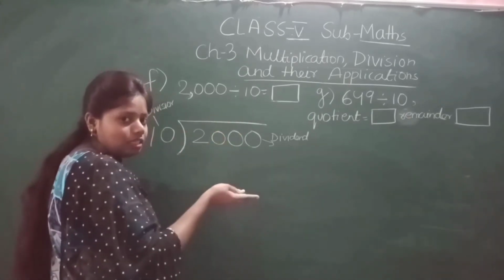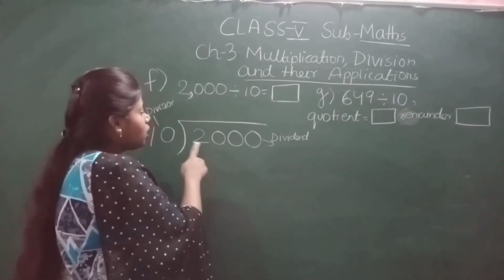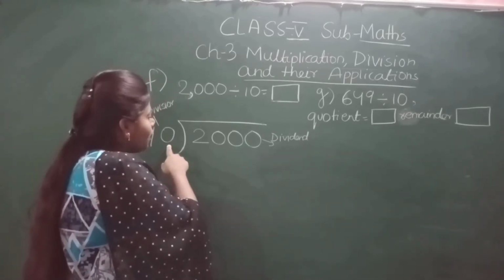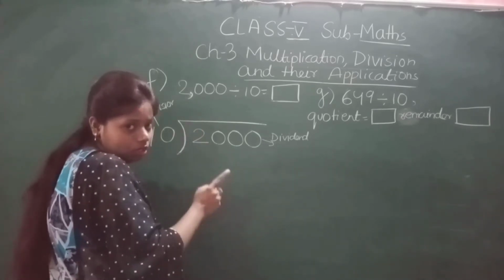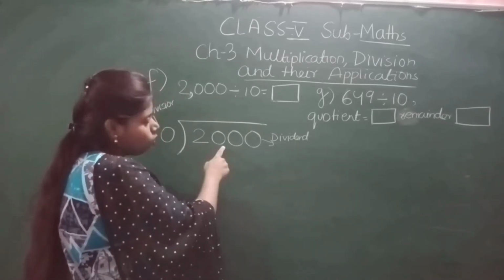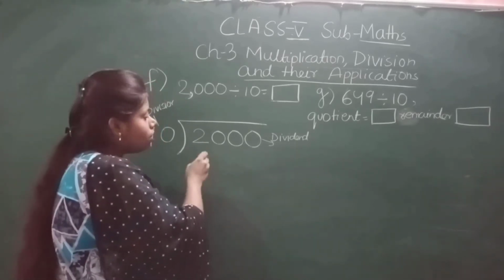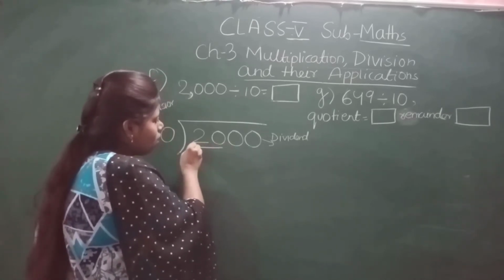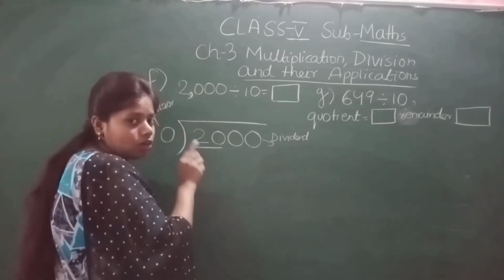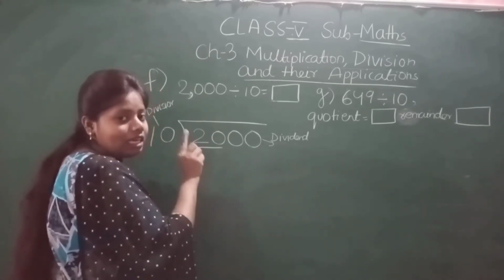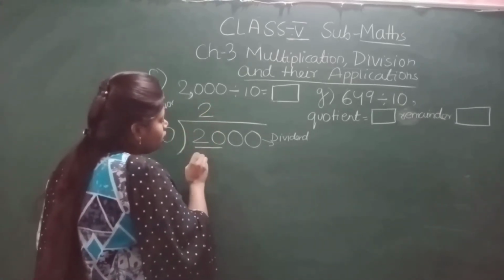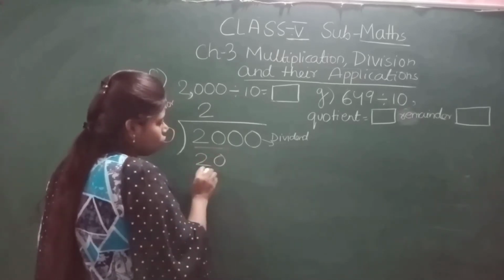Okay, now let's start. We'll start with the first digit. Now 10, how much is 2? In the 10 table, is 2 there? No. So what will you do? You will take one more digit. You will take 2 digits. Now by taking these 2 digits, it has become 20. Now in the 10 table, is 20 there? 10 1s are 10, 10 2s are 20. Okay, 10 2s are 20.